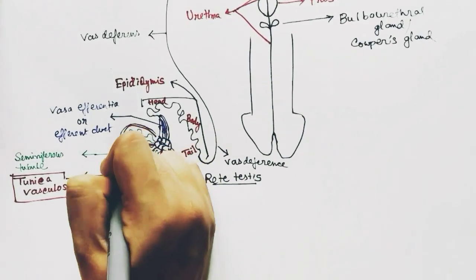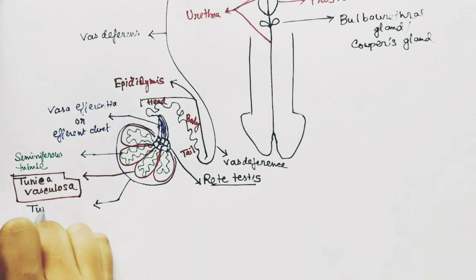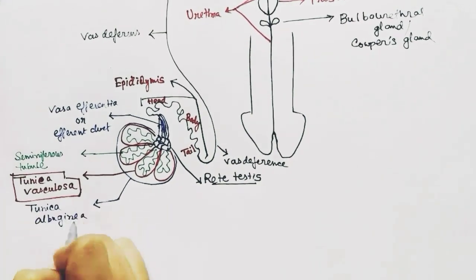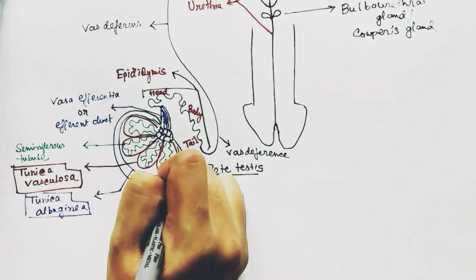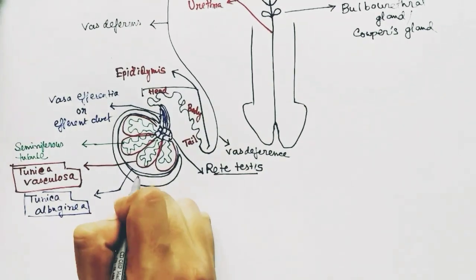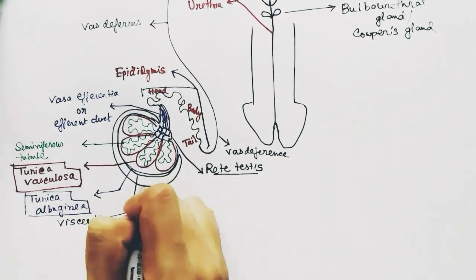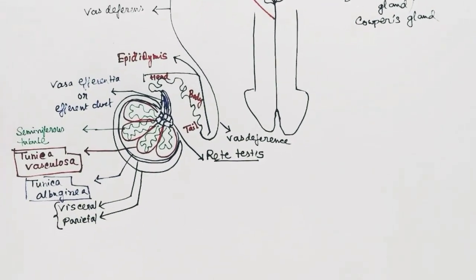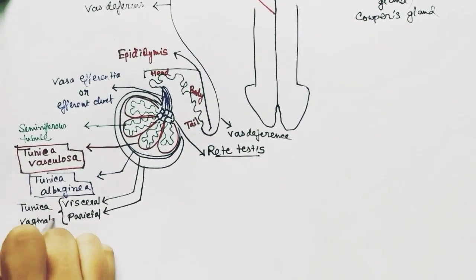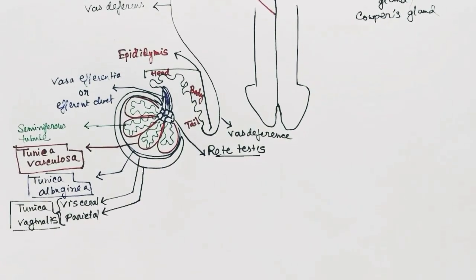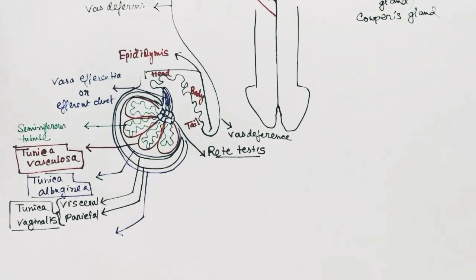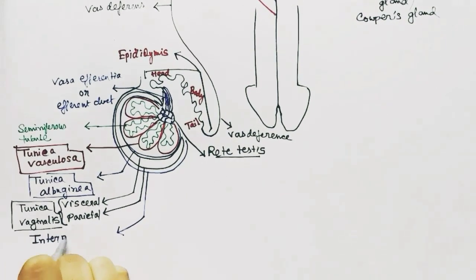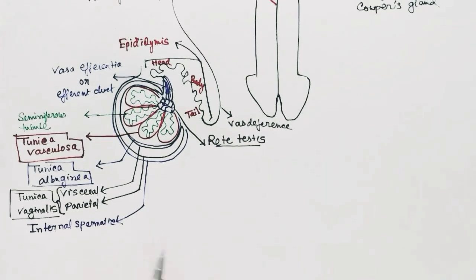And there is another layer covering the tunica vasculosa, which is the tunica albuginea. And the layer above the tunica albuginea is the tunica vaginalis, which has two layers, the visceral layer and the parietal layer. These both belong to the tunica vaginalis. The cavity between the visceral and parietal layer of tunica vaginalis is called the scrotal cavity. Above the tunica vaginalis, there is another layer which is called the internal spermatic fascia.